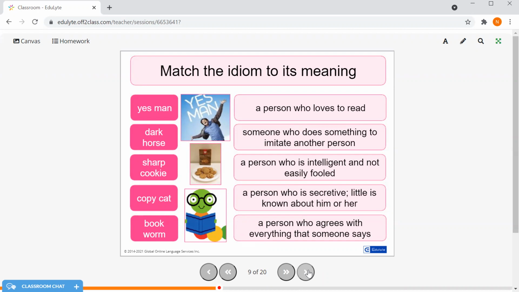Copycat. Of course, this is one of the most commonly used idioms. A copycat would mean something or someone who does something to imitate another person. Bookworm. In our school days, we always had someone who was a bookworm, a person who loves to read.